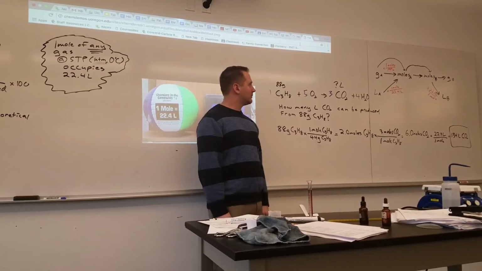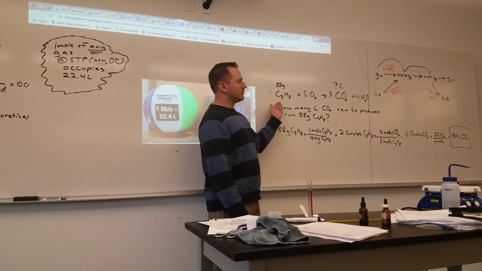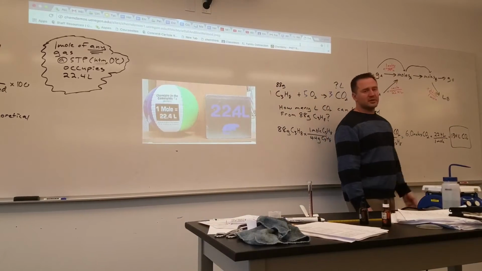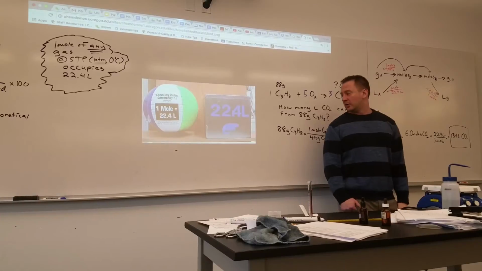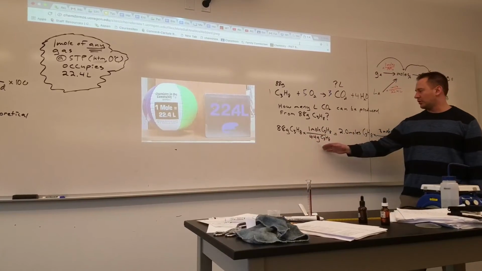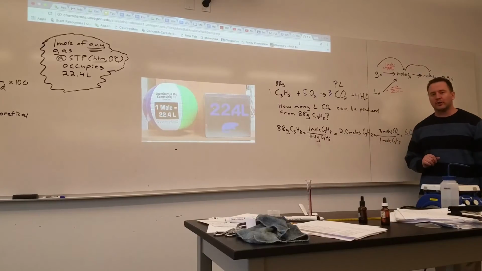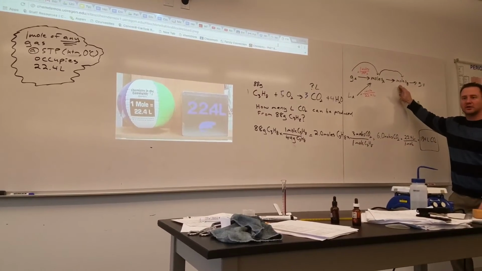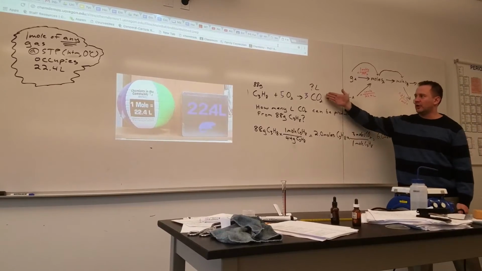So just like before, I started you off in grams. On our map of Mole Town, our only way to go from that is to figure out how many moles of that propane we have, which we do here. We divide by the molar mass, which is 44 grams per mole, to find that we have 2 moles of propane. Then the next step is to figure out how many moles of carbon dioxide we can make, because that's the substance we want to know about.